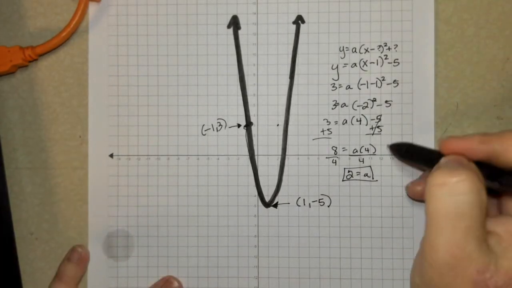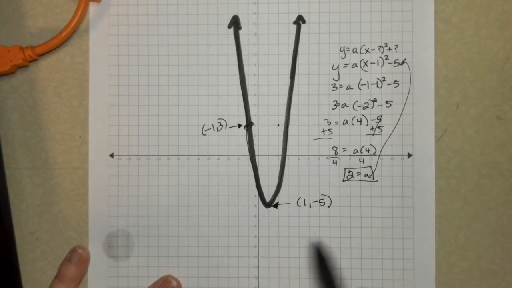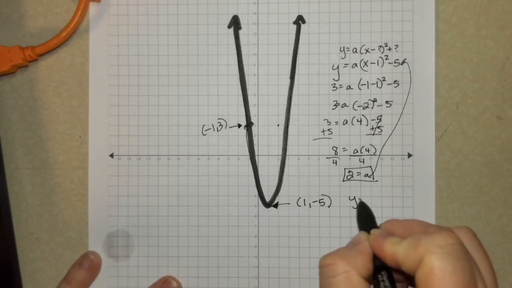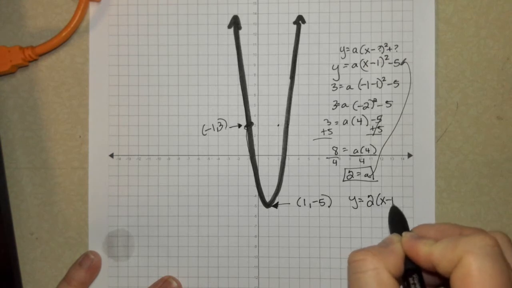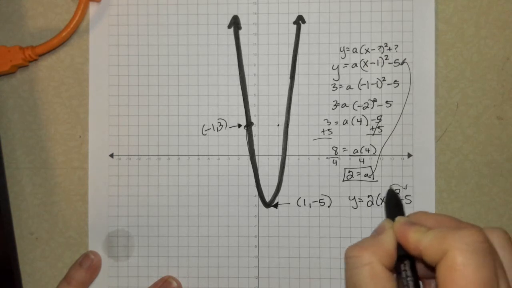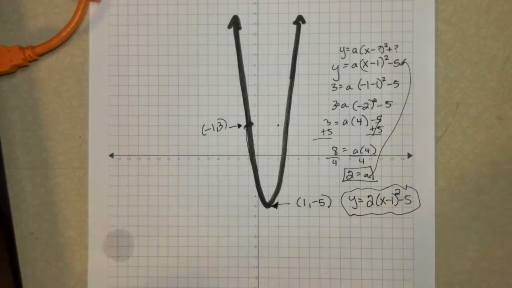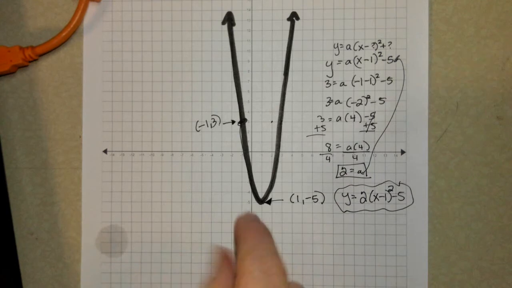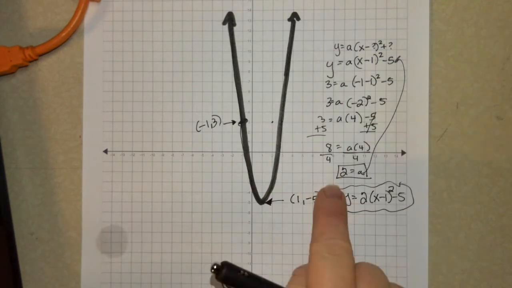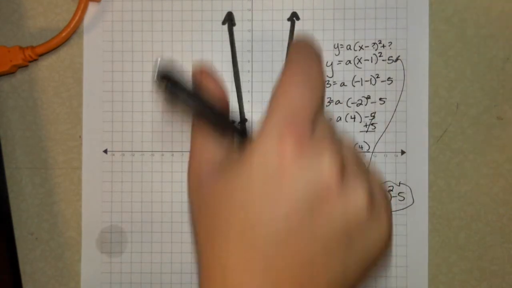What do I do with that? I go back up to this step, and I write y equals, okay, my a is 2, and then x minus 1 quantity squared, subtract 5. This is in vertex form. If I said factored form, I meant vertex form. I took the vertex and one random point, and I was able to create the equation of this parabola.